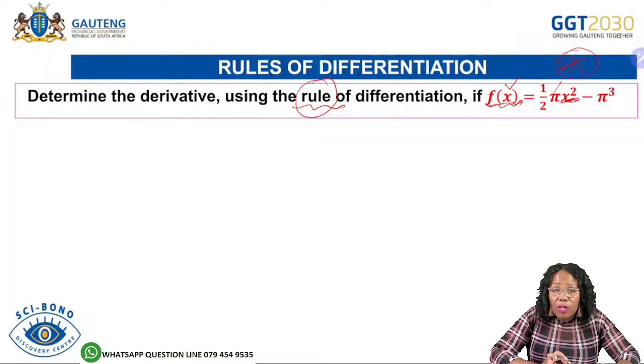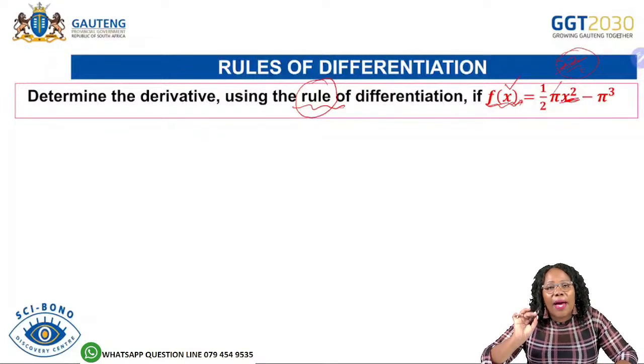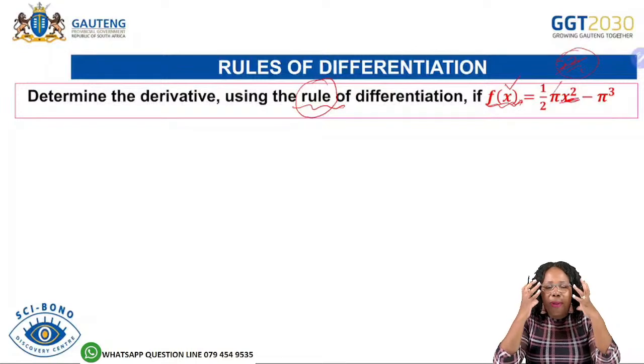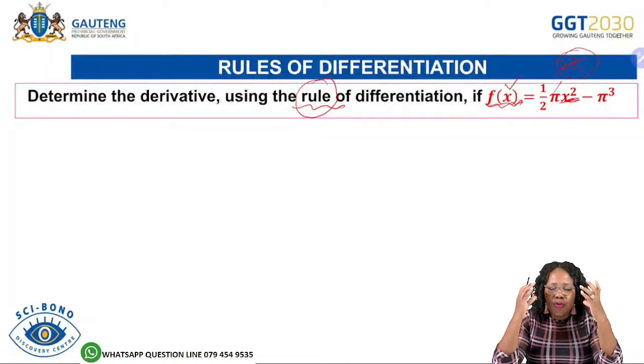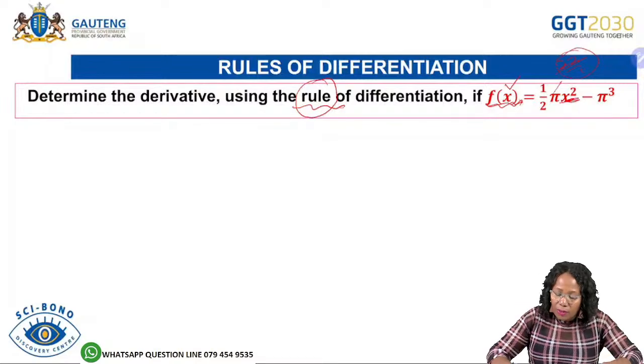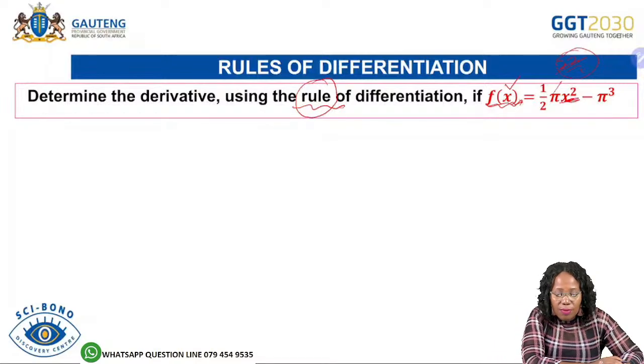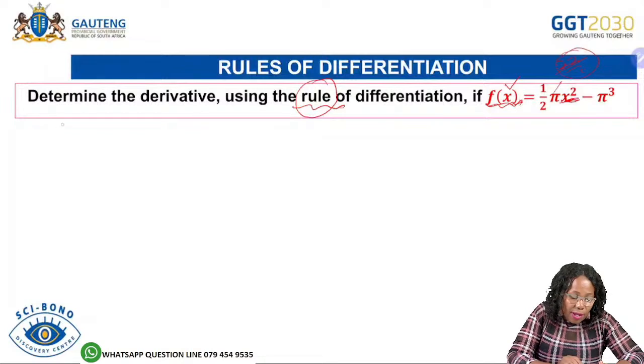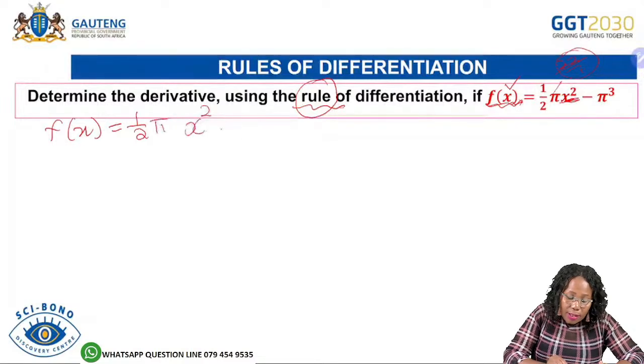All right. Now we know that we are deriving in terms of what? Of x, not pi. Pi is a constant value, it's a number. So in your mind, just know that you are having a number, right? Okay, let's continue now, grade 12. We are given f at x is equal to half pi x squared minus pi cubed.